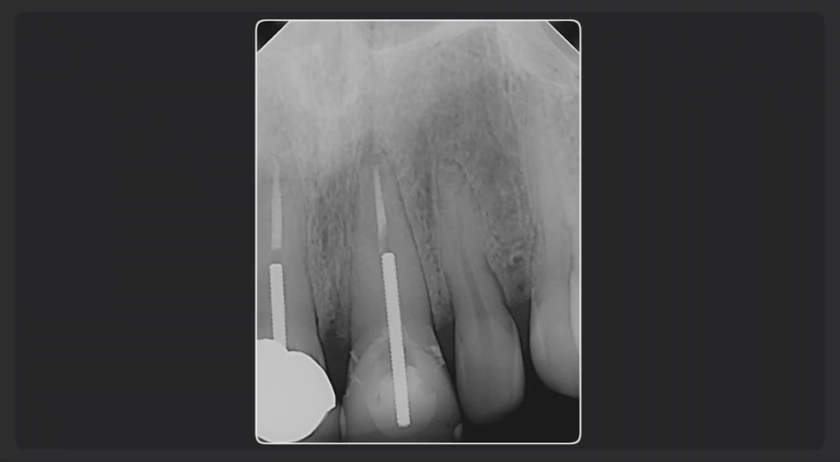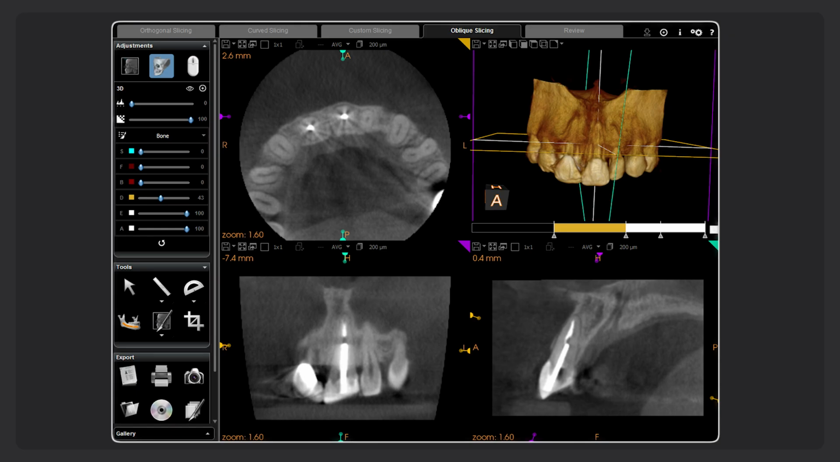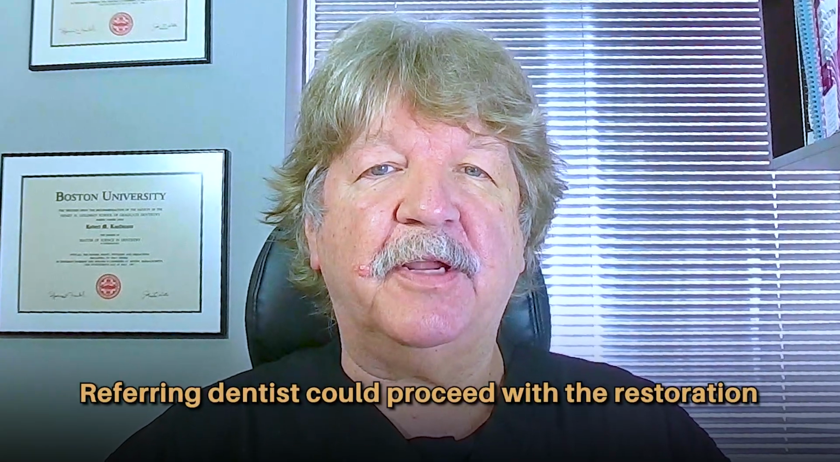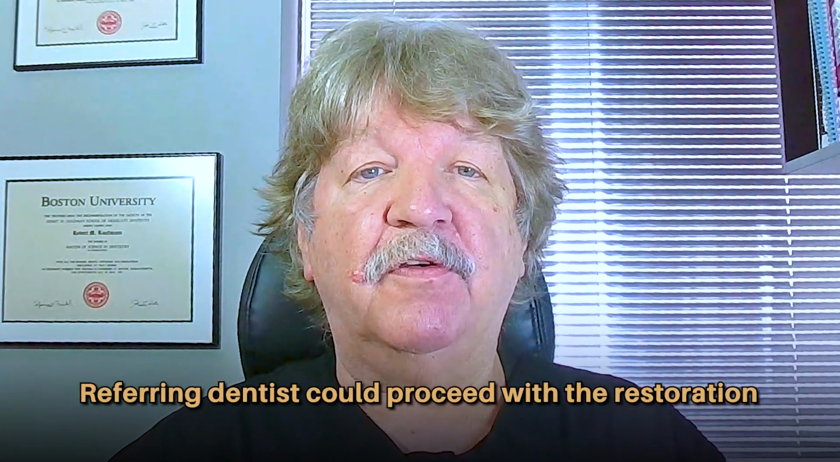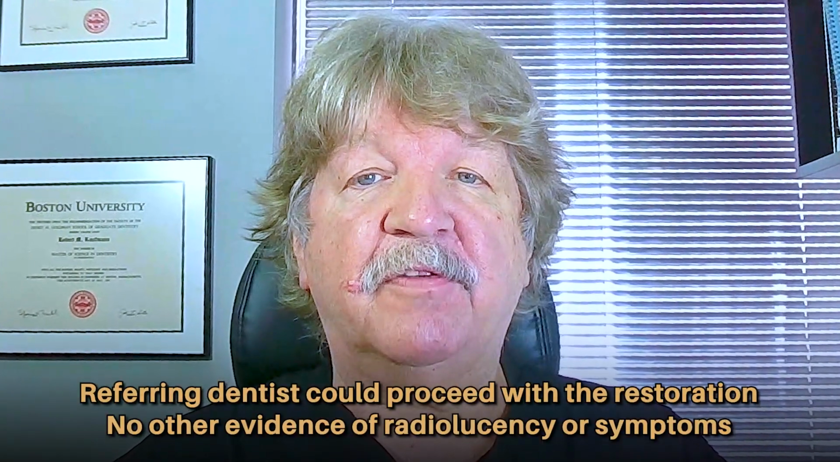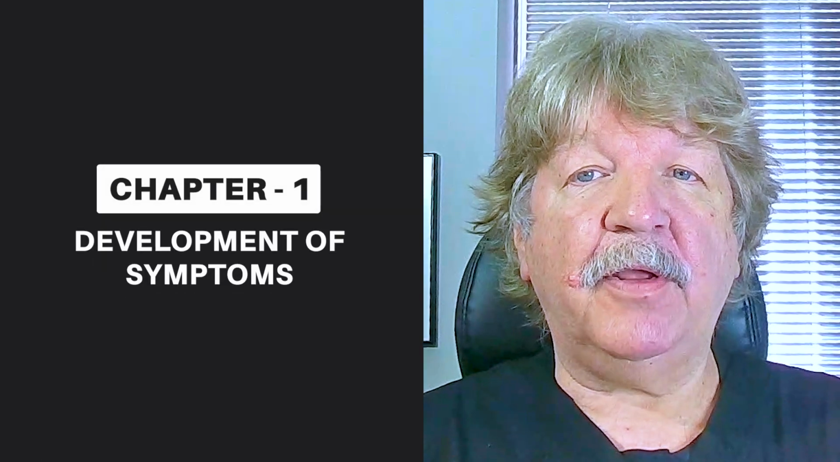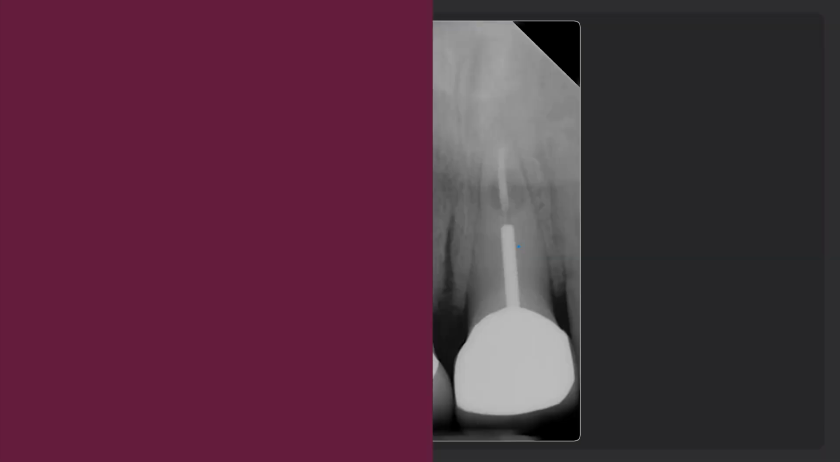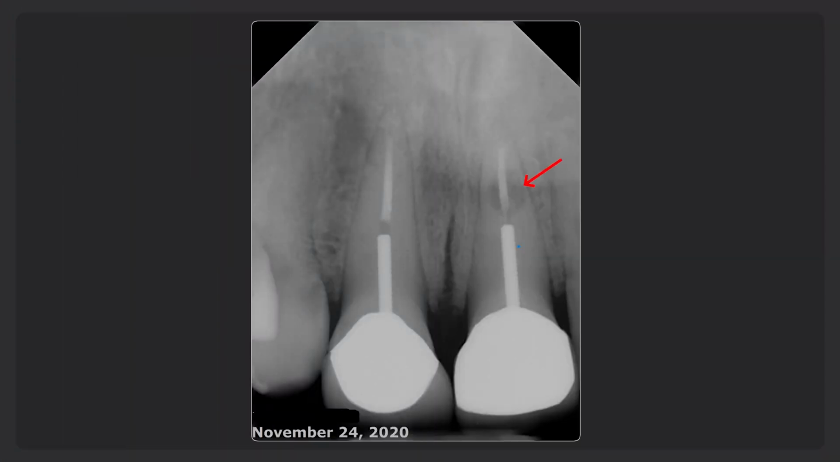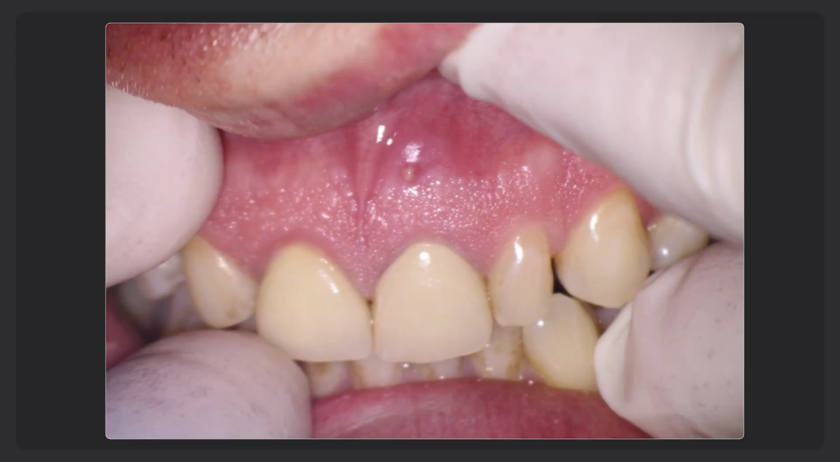Periapical images did not show anything remarkable, although small voids were noted in the coronal aspect and below the post. I suggested that the referring dentist could proceed with restoration of the tooth as long as there was no other evidence of radiolucency or symptoms. The tooth was restored with a crown, and the patient was subsequently referred to me in 2020 when the referring dentist saw an unusual radiolucency in the midroot of his periapical image. This area was also associated with a draining buccal sinus.